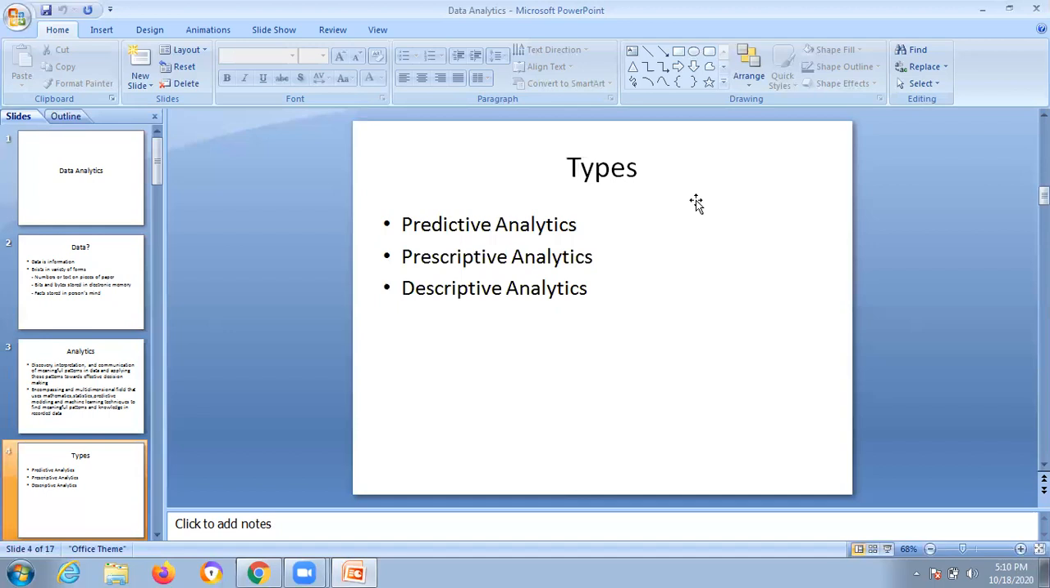And the next point is you need to know the types of data analytics. There are three types of data analytics. First one, predictive analytics. Second one, prescriptive analytics. And third one, descriptive analytics. Predictive analytics means you need to predict the data. Analytics is common, definitely. You need to analyze something, but you need to predict the data. Prediction of data is very important.